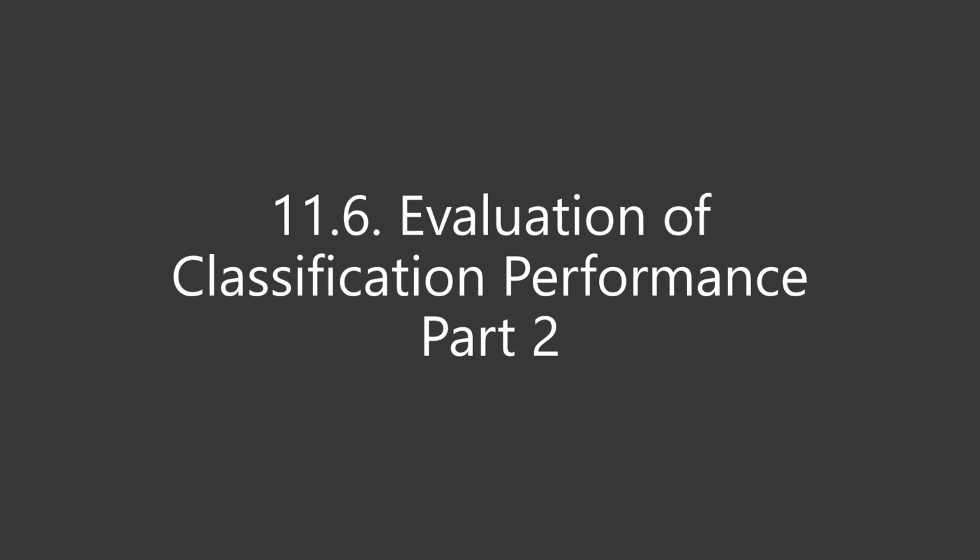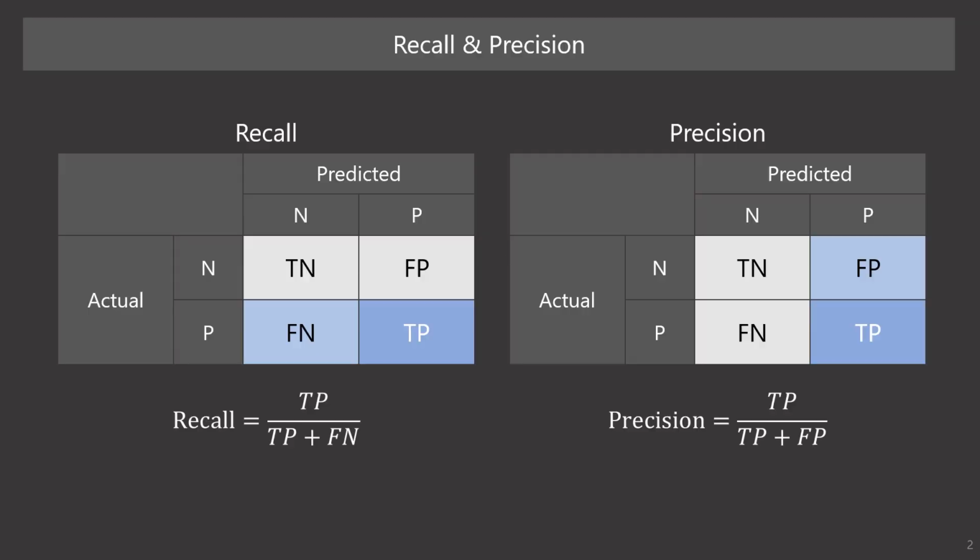As we saw in the previous video, accuracy is the most popular metric to evaluate performance of a classification model. However, as we know, accuracy does not provide us with sufficient information when the class distribution is imbalanced. We can use other metrics to compensate for the weakness of accuracy. As such metrics, let me introduce recall and precision.